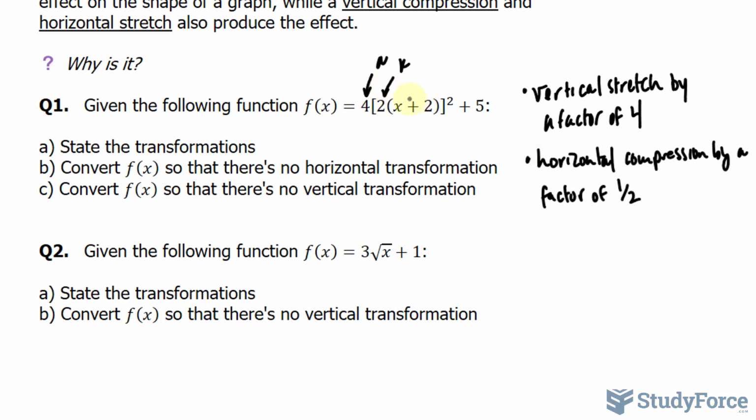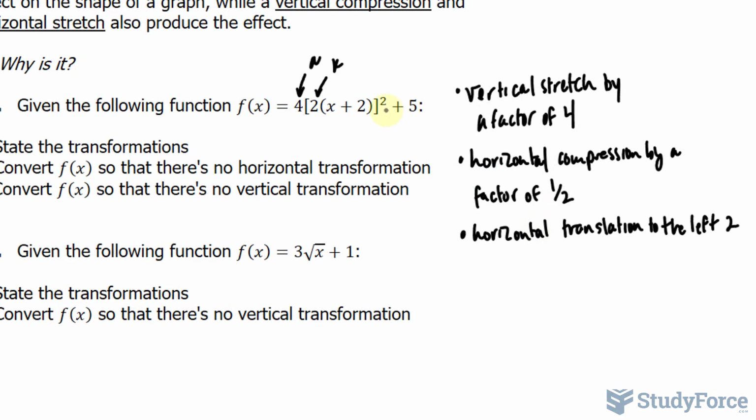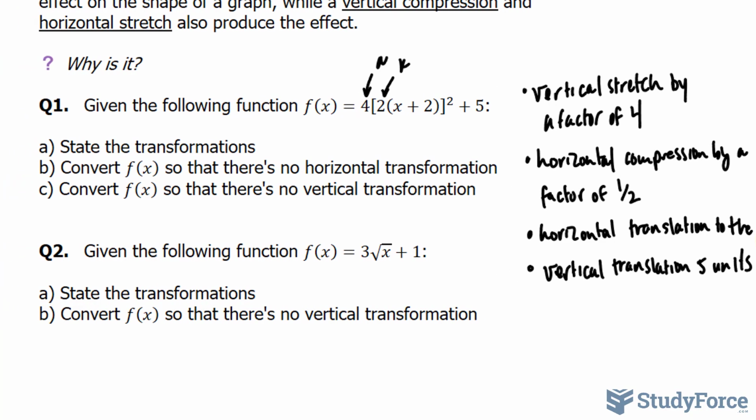In addition, this value is plus 2, which suggests that it is a horizontal translation to the left 2 units, and the constant term plus 5 means that it is a vertical translation up 5 units. That covers question A. For question B, convert f of x so that there is no horizontal transformation. So they want us to somehow make this k value 1 without changing the shape of the graph. To do that, we can use some algebra.